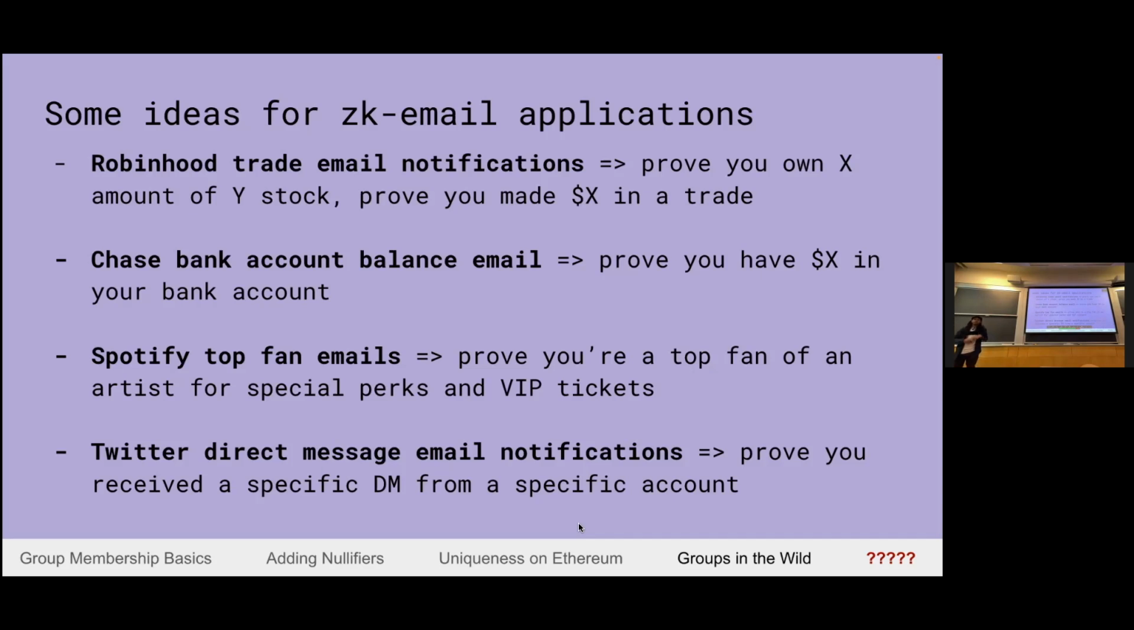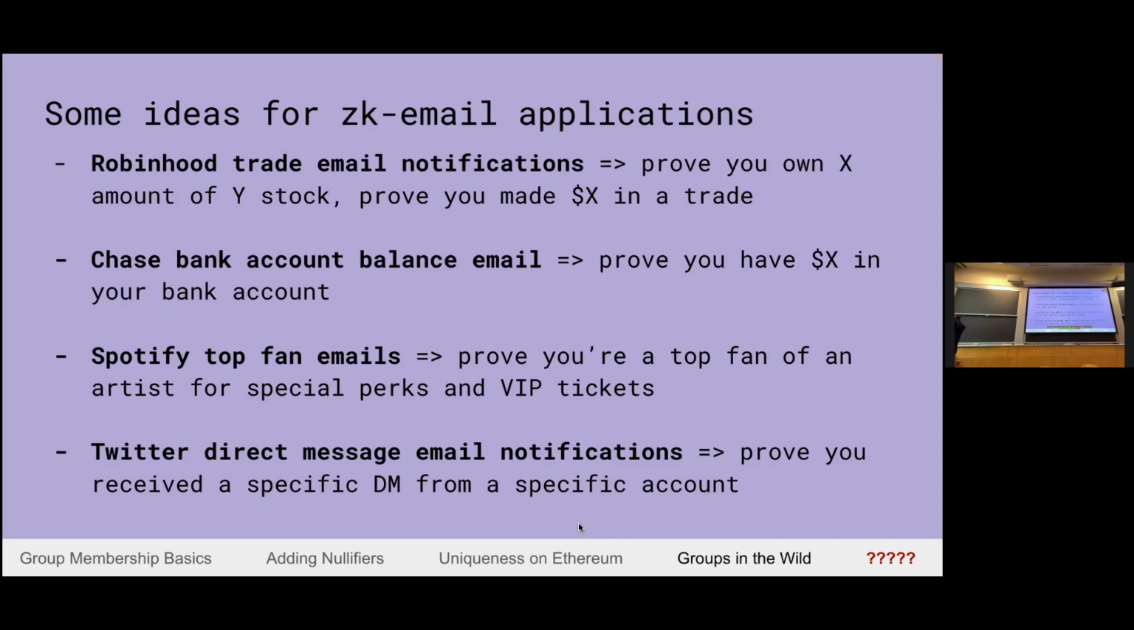And so because I can ZK prove I'm a top fan of that artist, maybe the artist can say, oh, if you're a top fan of mine and you can prove it, you can get some kind of special perk. There are a lot of very interesting ways in which, once you've unlocked this, instead of group membership where people are signing up and signing in, and it's very Ethereum specific, these examples show that you can do things that are much more general. You can use any email in your inbox and prove any subset of that thing.